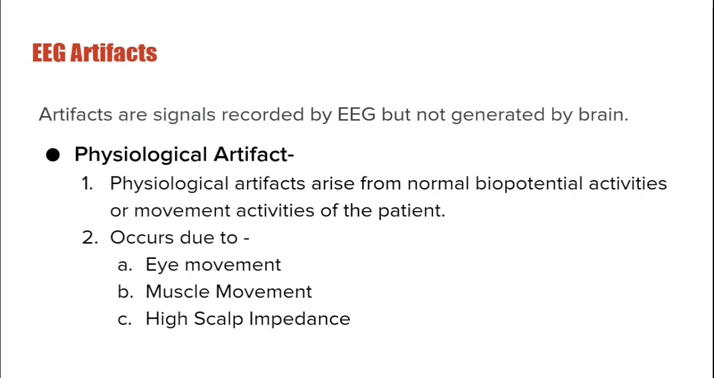Now I'll talk about EEG artifacts. Artifacts are like noise, signals which are not generated by the brain but are recorded by the EEG. There are two types of artifacts: physiological artifacts and non-physiological artifacts. Physiological artifacts get into the signal because of some biological activity or movement by the patient, like eye movement, muscle movement, and high scalp impedance.